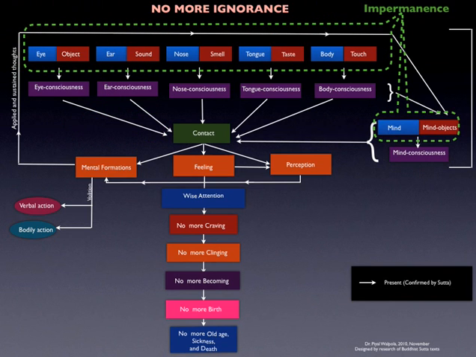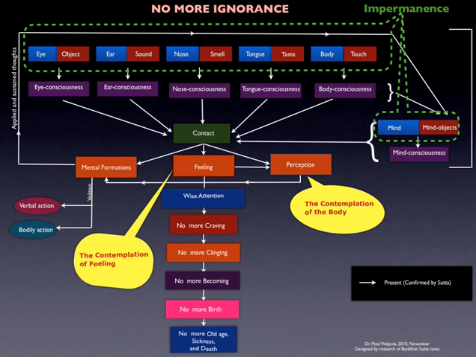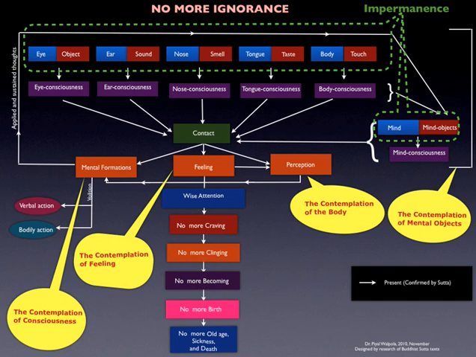Now, if we see everything as impermanent, starting with your six senses, we start contemplating on our body, for example, on the perception step here. This could be anapanasati or breath meditation as an example for perception. And also we can contemplate on our feelings. This is the contemplation of feeling. And also we can contemplate on our mental formations. This is known as contemplation of consciousness. And finally, the contemplation of mental objects. These are the four foundations of mindfulness.